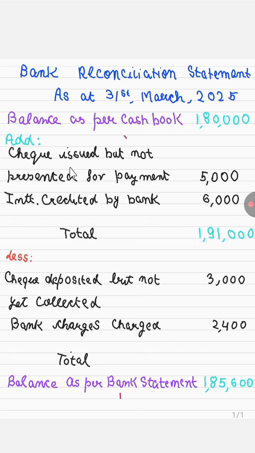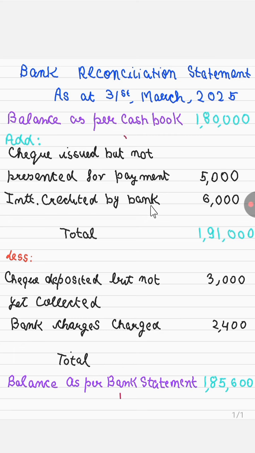Let's say I have issued a check to another party for making the payment. The moment I issue the check, I make an entry in my cash book and reduce the money of 5,000 in my cash book. But the party to whom I have issued the check has still not presented that to the bank for payment. To that extent, my cash book gets understated. Therefore, to match it with the bank, I need to add 5,000 back in my cash book.